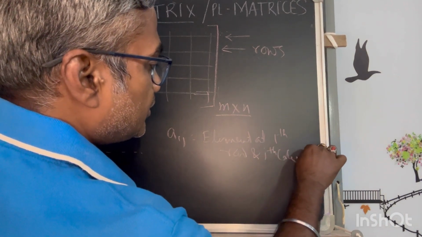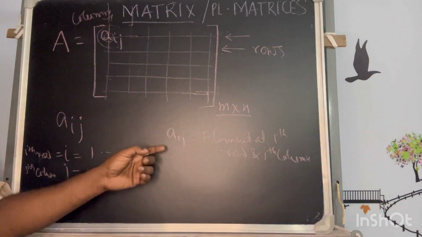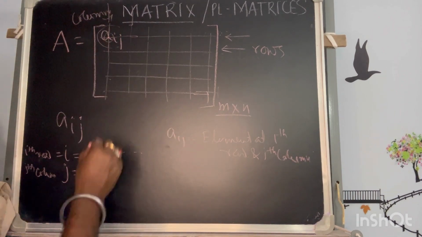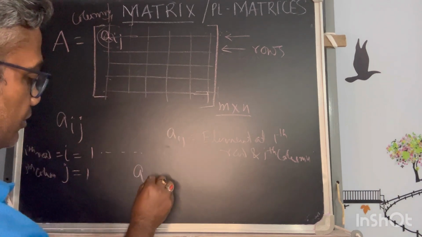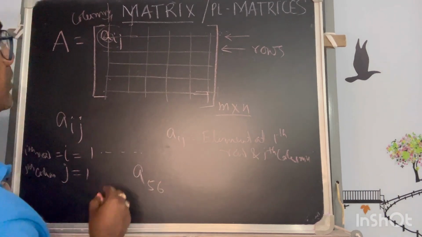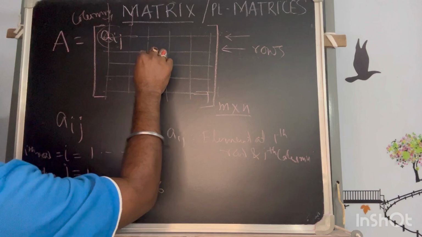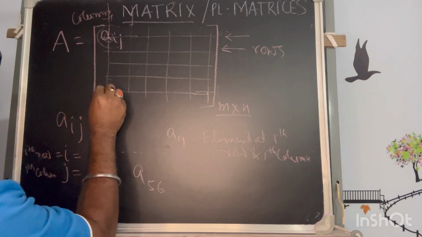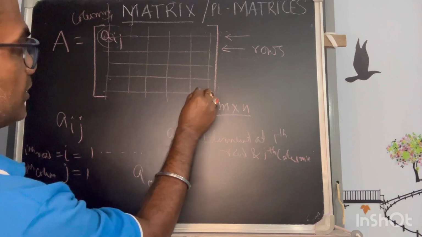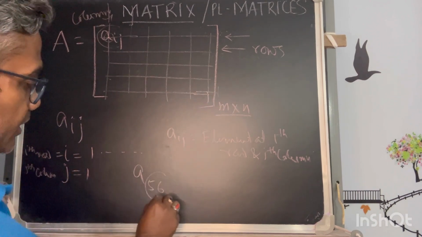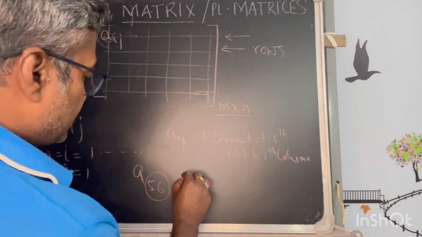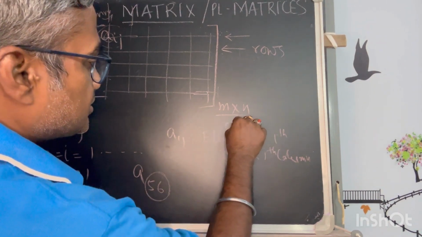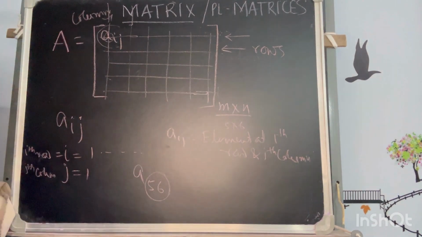So this would be the general representation of the element or the entry. Any position, if I say A 5, 6, this will represent 1, 2, 3, 4, 5 as this has been drawn, 1, 2, 3, 4, 5, 6. So if the highest value of the matrix is M and N, if it is 5 and 6, this is the last position.